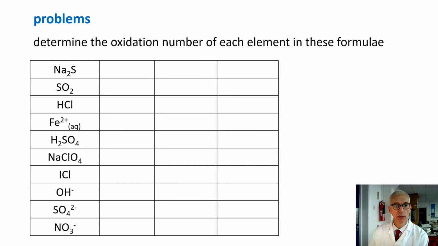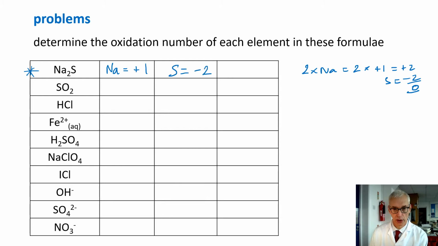Well, if we try this one, sodium sulfide. Well, sodium, it's a group 1 element, so it's always +1. But there are 2 sodiums. There's only one sulfur, but they must sum to 0. So the oxidation number of the sulfur must be -2.